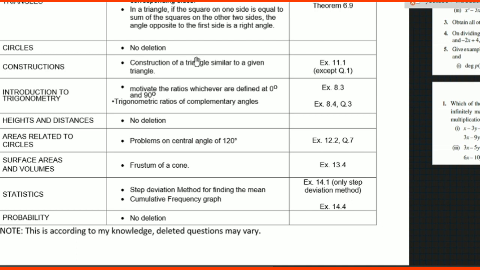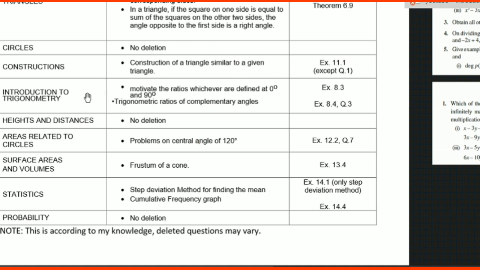Circles, no deletion, very good. Constructions, again in constructions you have 3 sub-concepts. Of the 3 sub-concepts, the second one is deleted. That is, construction of a triangle similar to the given triangle is deleted. So these are the questions based on this concept.